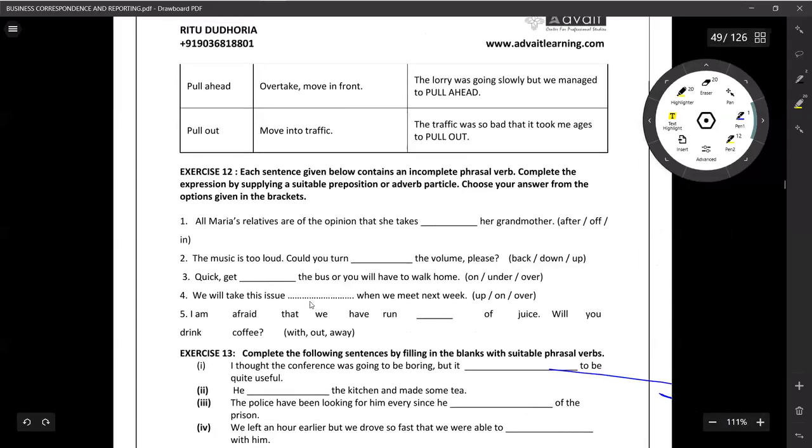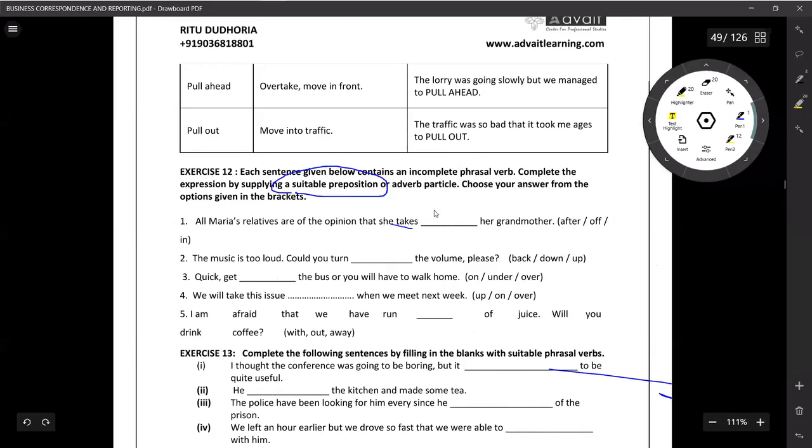Now, you have to complete the expression by putting the right preposition: takes on, takes up, takes to, takes into, takes in. Just the right preposition from the options here. All Maria's relatives are of the opinion that she takes dash her grandmother.